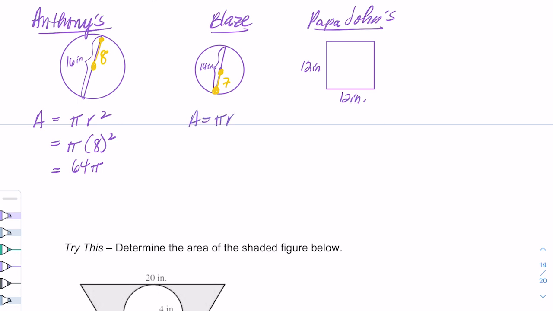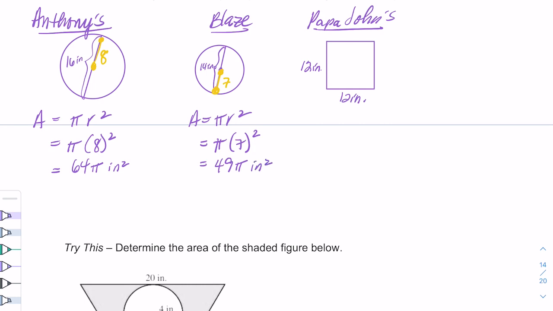And then to get the area of Blaze's pizza, I'm going to do the same thing, except I'm going to multiply pi times 7 squared. 7 squared is 49, and then pi. So right now, this represents my area. The area of Anthony's Pizza is 64 pi inches squared. The area of Blaze is 49 pi inches squared.